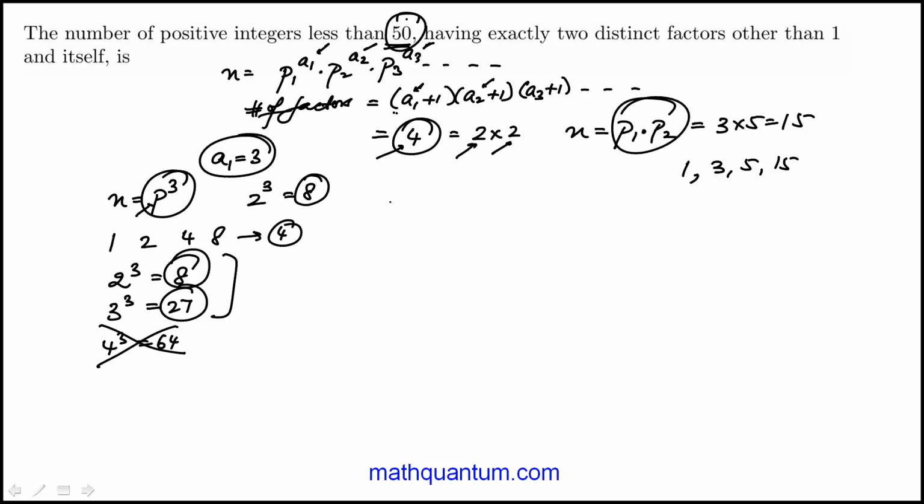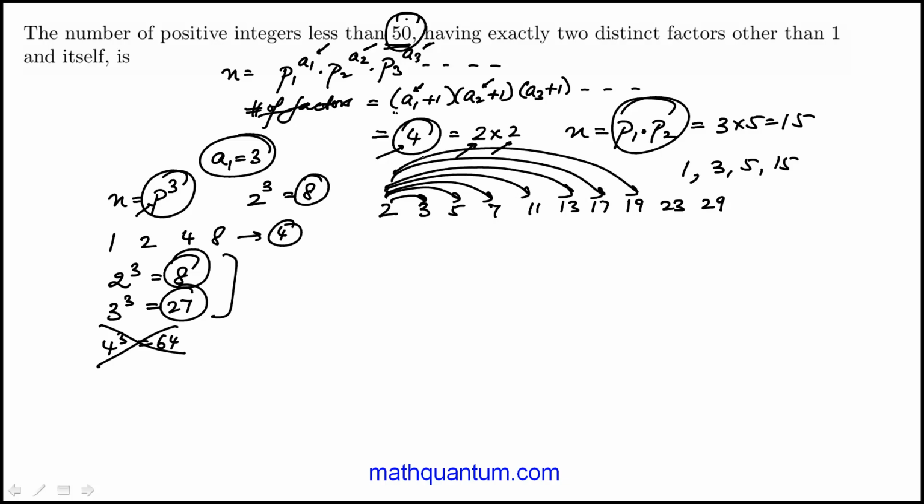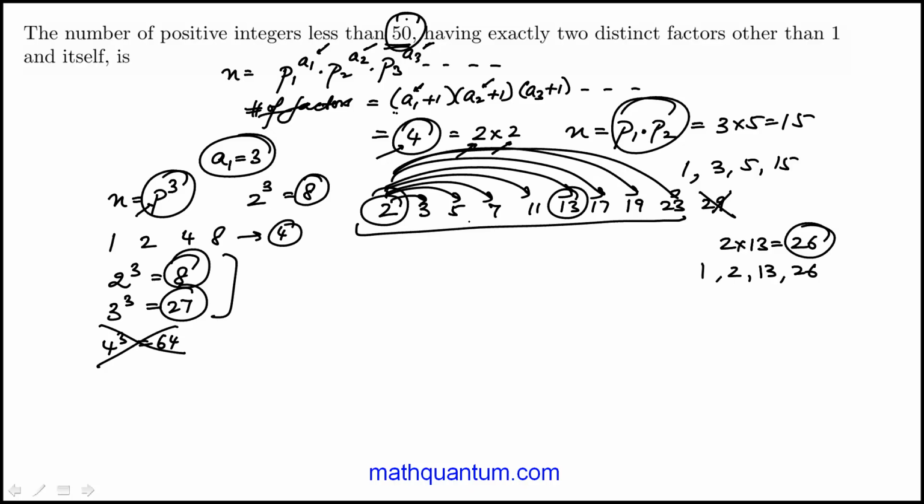So if the first one is 2, then what are my choices for the second one? I'll just write down the first few prime numbers: 3, 5, 7, 11, 13, 17, 19, 23, and then 29. And we'll pair the 2 with these numbers. All of these will have exactly 4 factors. Not this 29, because 29 times 2 is 58. For example, if I'm considering this case 2 times 13, which is 26, I will have 4 factors: 1, 2, 13, and 26. And same is the case of 2 being paired with these other primes.